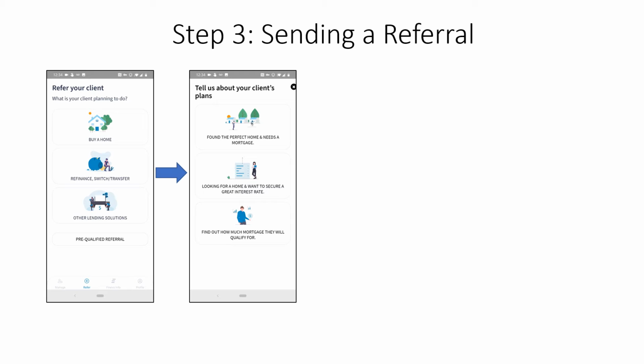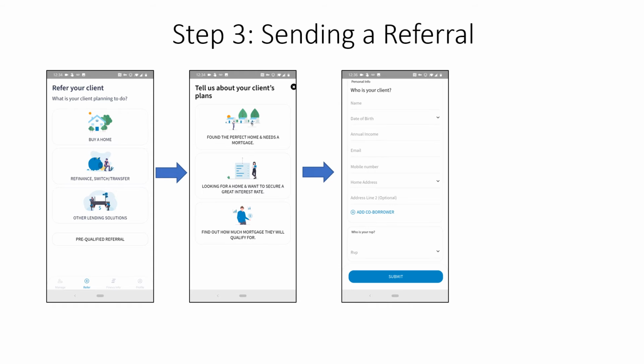And then the last one is they're really not sure if they want to start looking, but they want to get an idea of what they might be able to afford, how much they can qualify for. So that's the last one. And then, who is your client? Once you click on one of the options there, we'll get a little bit more information here: the name of your client, their date of birth, income, email, mobile phone number, home address, and then do they have somebody else that they're borrowing with?